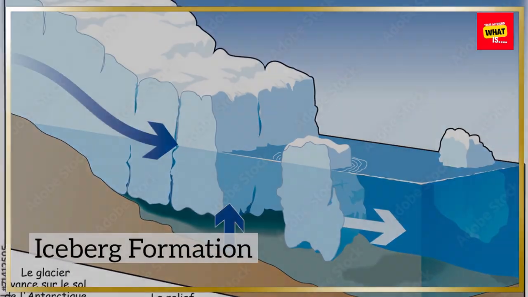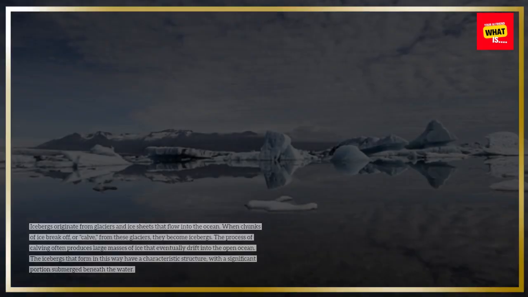Iceberg formation. Icebergs originate from glaciers and ice sheets that flow into the ocean. When chunks of ice break off, or calve, from these glaciers, they become icebergs. The process of calving often produces large masses of ice that eventually drift into the open ocean. The icebergs that form in this way have a characteristic structure, with a significant portion submerged beneath the water.